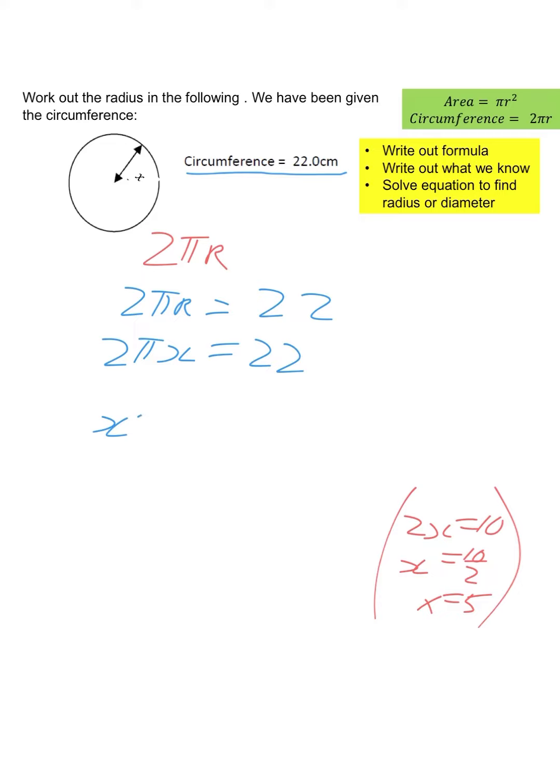So x now is equal to, so we have 2 pi in front of x, so we'll have 22 divided by 2 pi. And when we do that, x then will be equal to 3.5, correct to 1 decimal place. Okay, so that's if we're given the circumference. Let's have a look now if we're given the area.